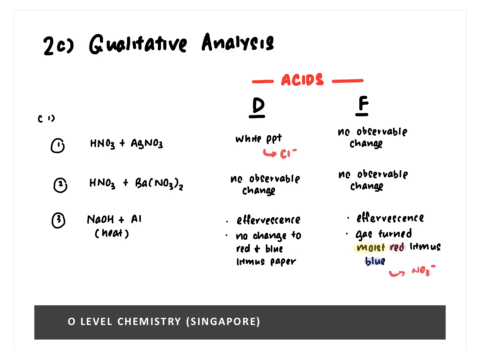So with that, we can conclude that D is hydrochloric acid and F is nitric acid. And note that the question required you to write the formula of D and F rather than the name.